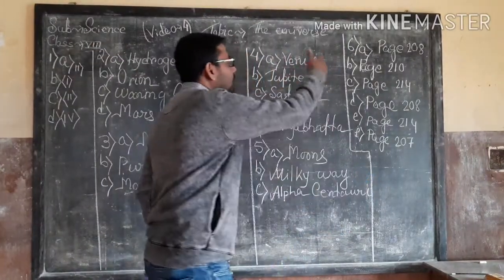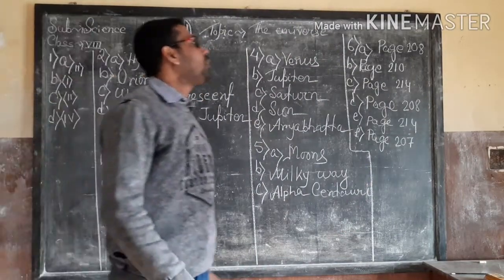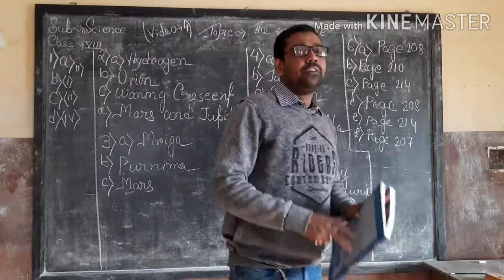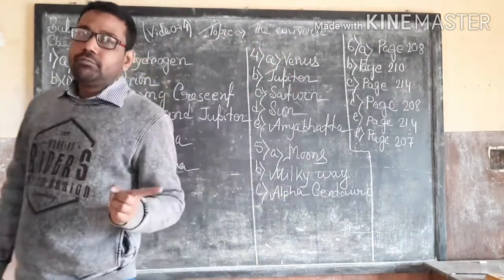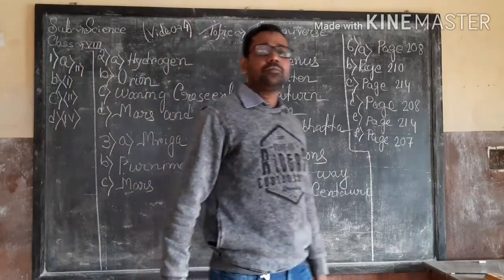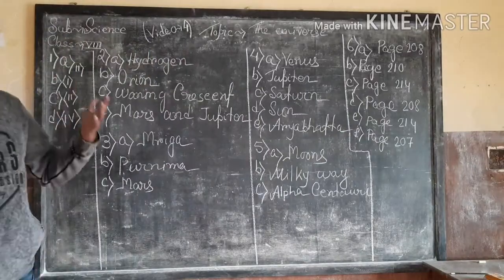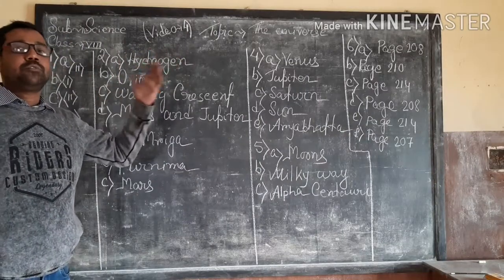So remember and see all these pages in your book, and with respect to the appropriate page number, you will definitely find the correct answer for all the short answer type questions.